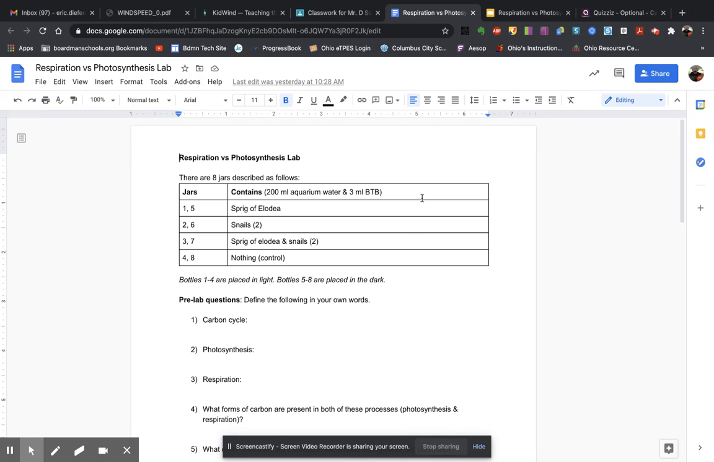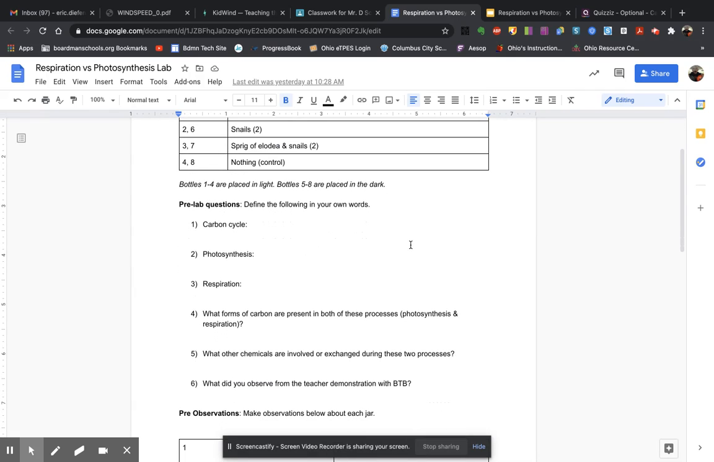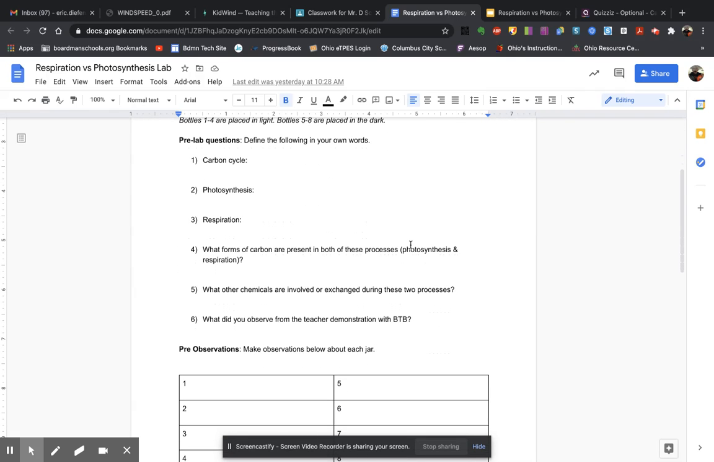The lab sheet is the Google Doc that was shared with you. Make sure you're answering the pre-lab questions 1, 2, 3, 4, 5, and 6. When you're doing the definitions, make sure it's specific. When you get down to number 4, what forms of carbon are present in both of these processes? Meaning, what forms of carbon are being moved during photosynthesis and respiration?